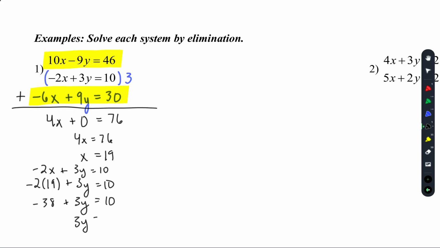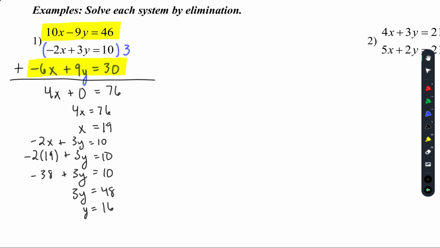And then I'm going to add 38. So what is that? 48. So then 16, right? Okay. Yeah. Second guessing myself right now. All right, so then your ordered pair is 19, 16. If you were to graph those lines, they'd intersect at 19, 16. So that's elimination.